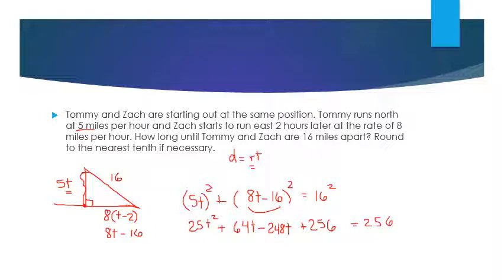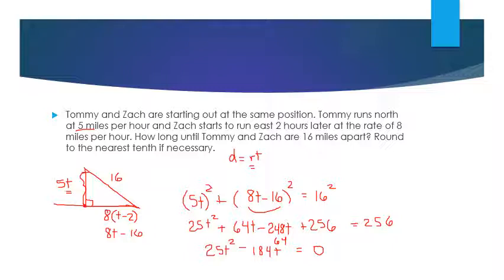Okay, so if we combine any like terms, we've got our 64 minus 248. So that is going to be minus 184t. And at this point, we want to set this equal to 0 so that we can use one of our methods for solving. So we're going to subtract 256 from each side, and you can see that they will both cancel out, leaving us with 25t squared minus 184t equals 0.